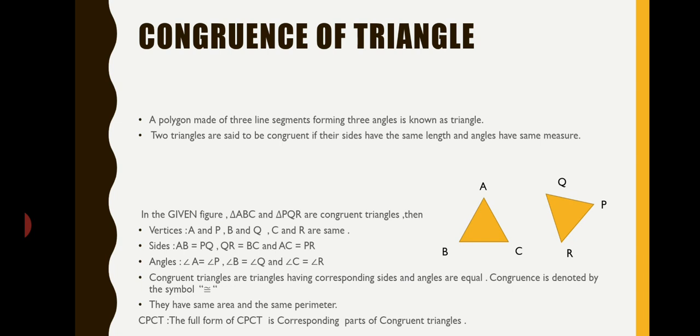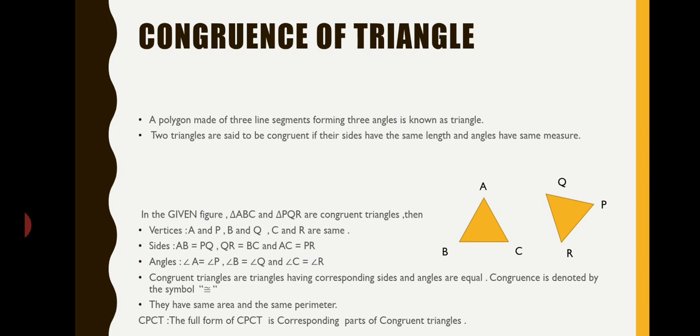Now which sides are equal? AB is equal to PQ, AC is equal to PR, and BC is equal to QR. And which angles are equal? Angle A is equal to angle P. Why? Because vertex A corresponds to vertex P. Similarly, angle B is equal to angle Q and angle C is equal to angle R.